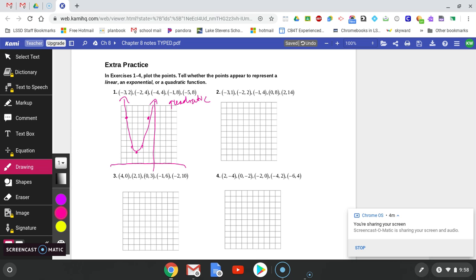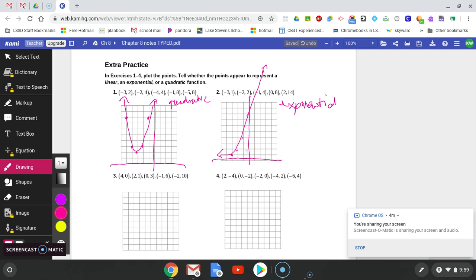You can see very quickly that this is a U shape, therefore it is quadratic. Go ahead and plot number 2 and number 4. Let's do 2 and 4. All right, so when I plot number 2, I get -3, 1, -2, 2, -1, 4, 0, 8, and 2 is all the way up at 14. All right, we've got our graph that's going up quickly. That is going to be exponential.